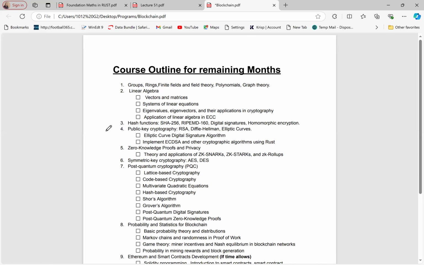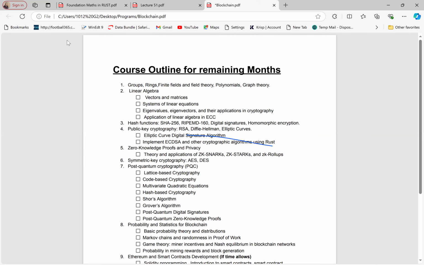Then we look at hash functions, we look at SHA-256, we look at digital signatures, we look at homomorphic encryption, then revisit public key cryptography while looking at RSA and Diffie-Hellman, then look at elliptic curves, look at elliptic curve digital signature algorithms, and then implement elliptic curve digital signature algorithms and other cryptographic algorithms using Rust.